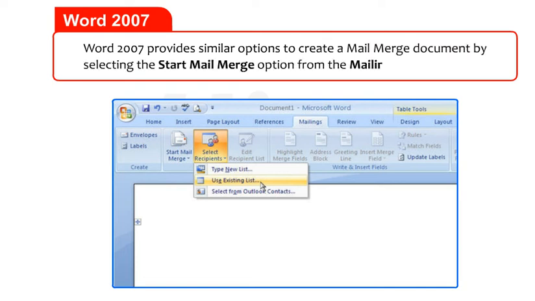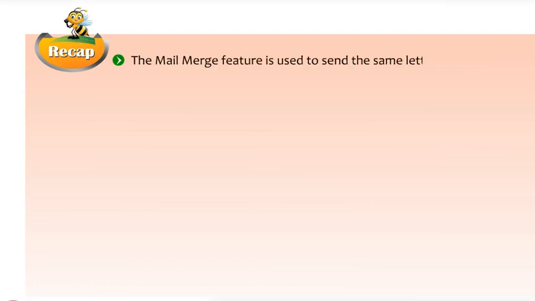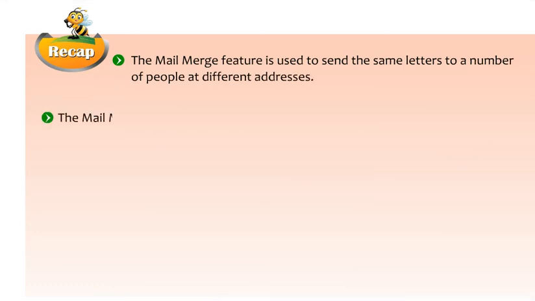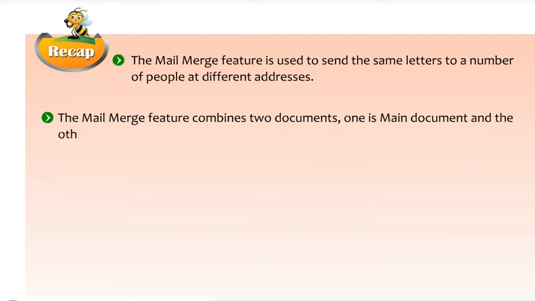Okay students, let us take a recap of this chapter. The mail merge feature is used to send the same letters to a number of people at different addresses. The mail merge feature combines two documents. One is main document and the other is data source.